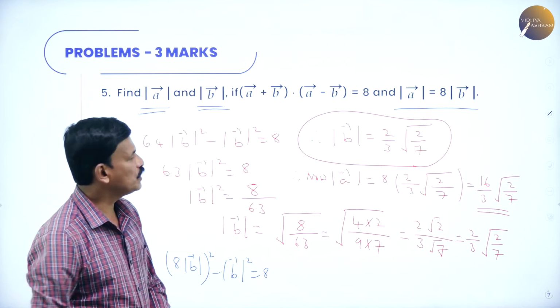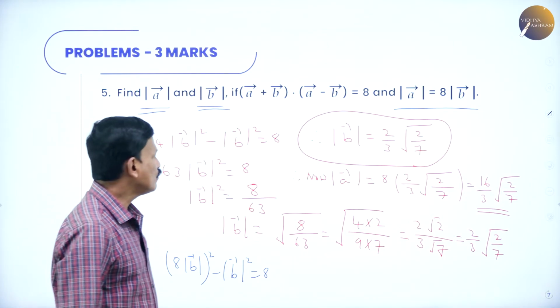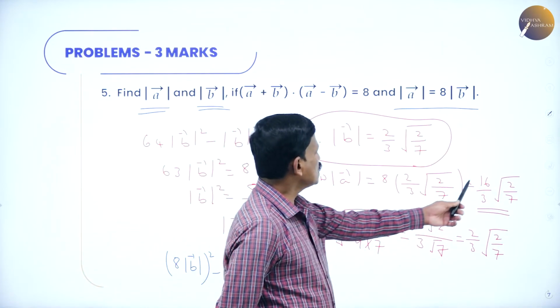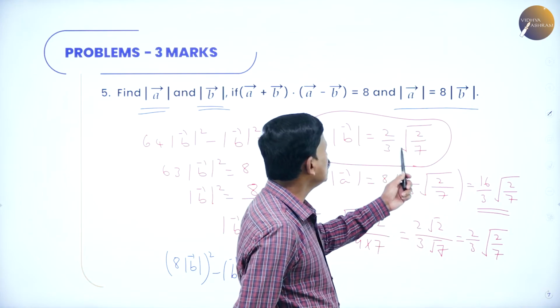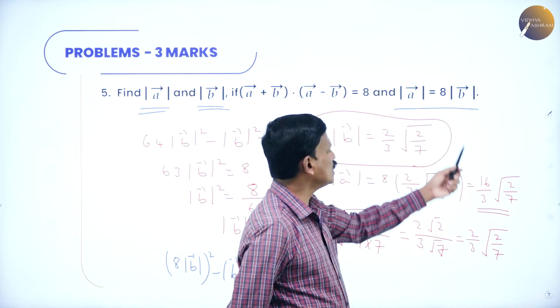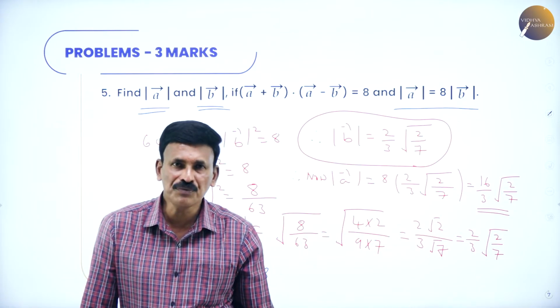So vector b is equal to 2 by 3 into square root of 2 by 7. Vector a is equal to 16 by 3 into square root of 2 by 7. So this is 2 by 3, this is 16 by 3 because it is 8 times the vector b. This is the required answer. That's it. Hope you followed.